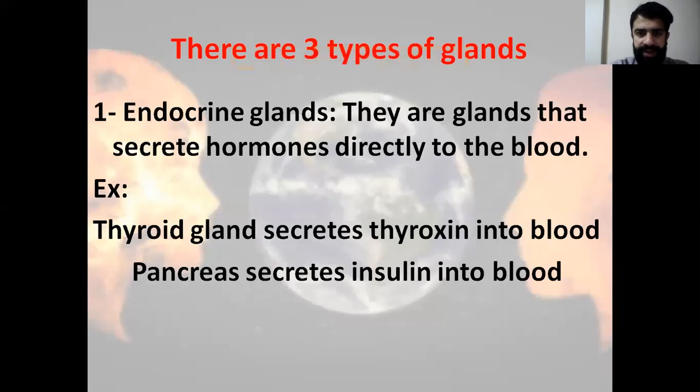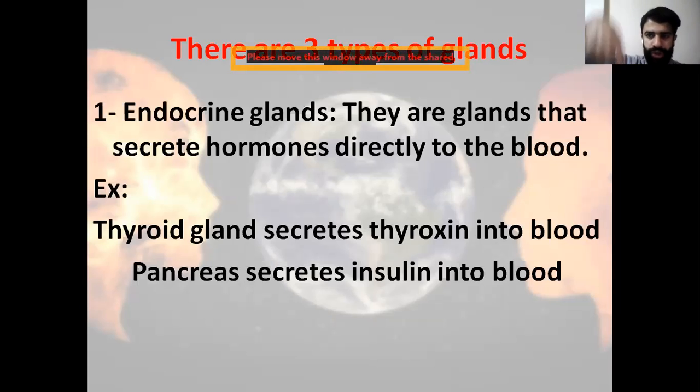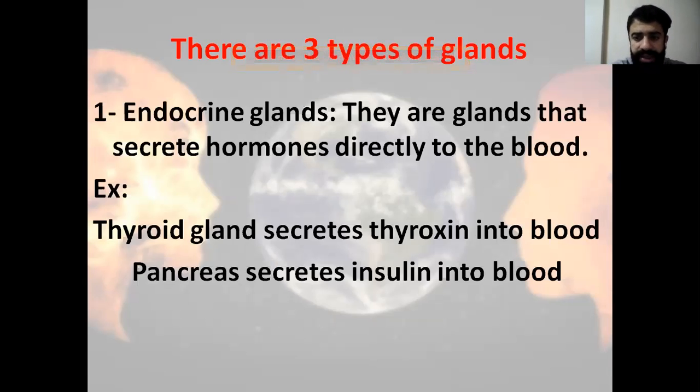We have three types of glands. The first type of gland is called the endocrine. Remember, when we talk about endo, it secretes hormone directly into the blood. So endocrine glands, you can study it from now on as endocrine, they secrete hormone into the blood. Example about this, we have the thyroid gland. The thyroid gland, at the level of the neck, secretes thyroxine into the blood. Or we have the pancreas that secretes insulin into the blood.